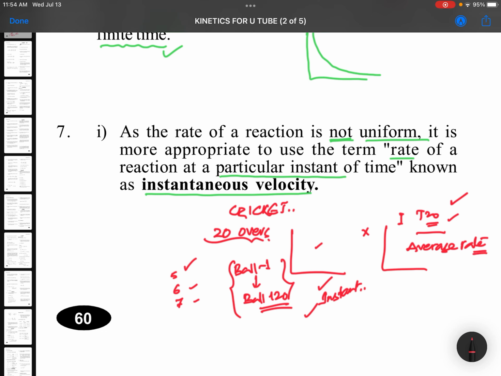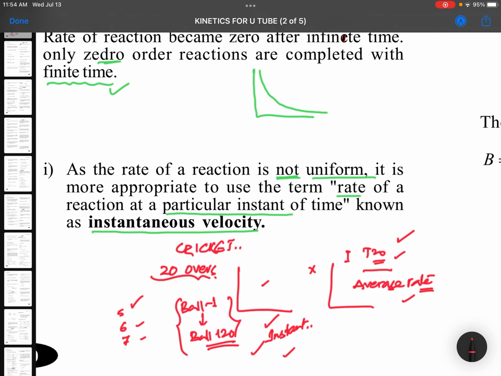Instantaneous rate means what happened at each instant. Every moment, what happened, you know. We only know the results at every moment. This is known as instantaneous velocity.